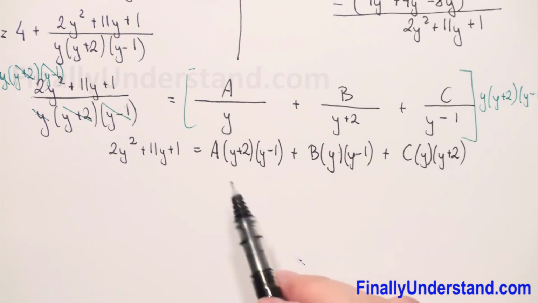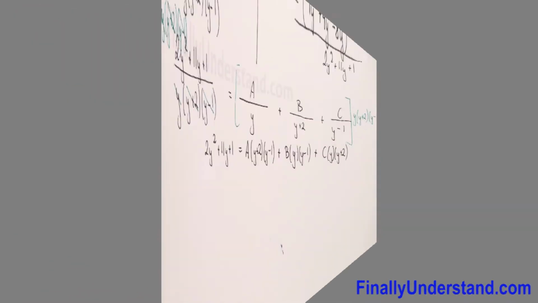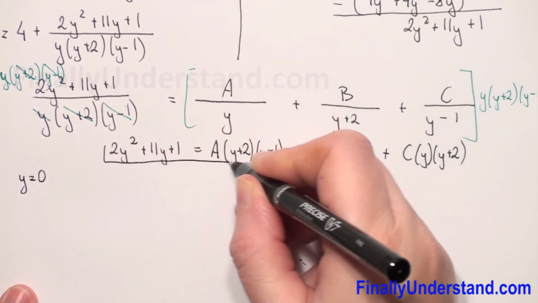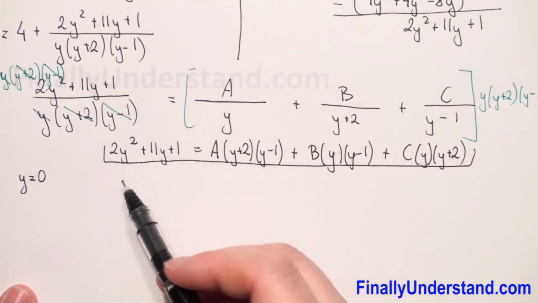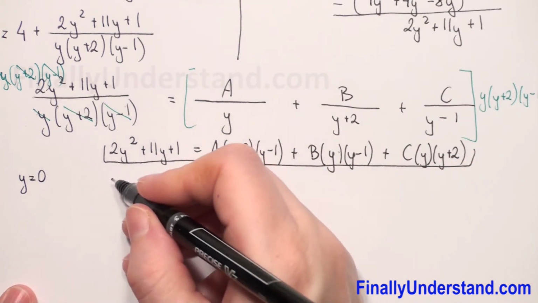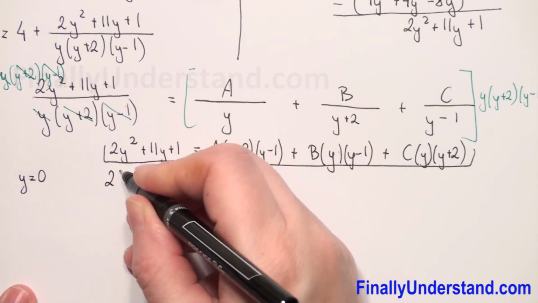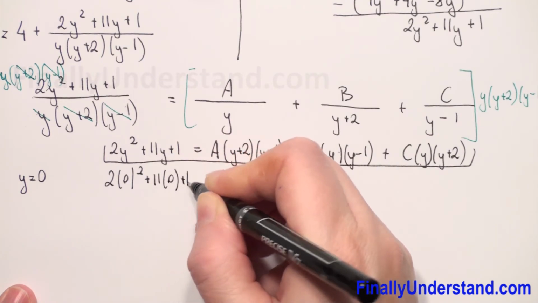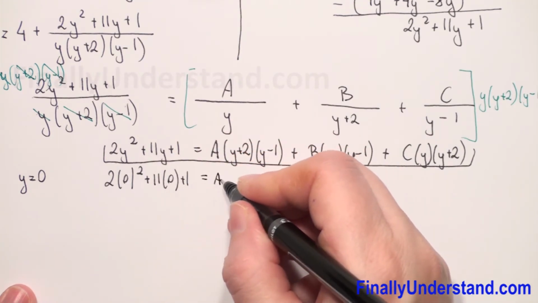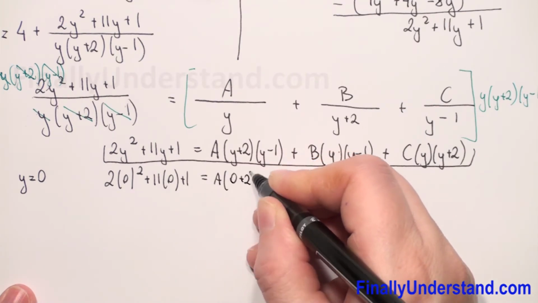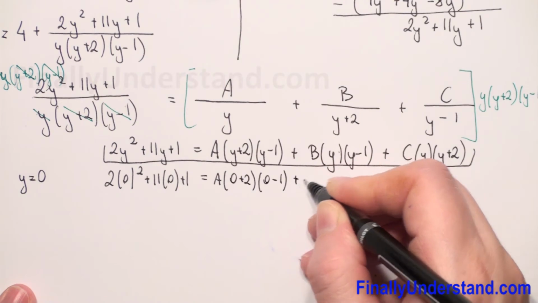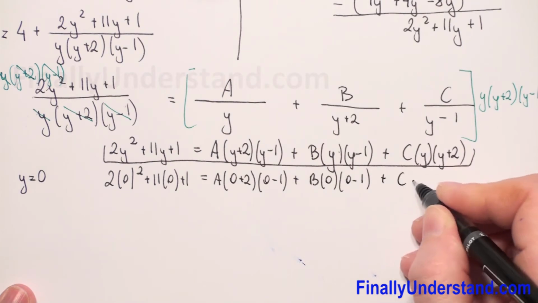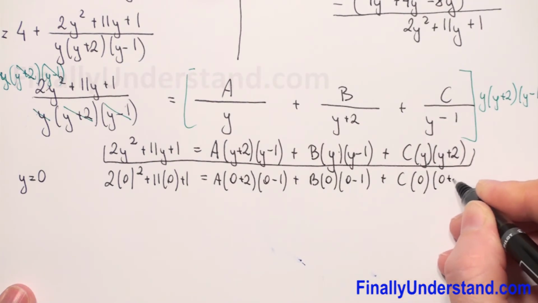The easiest way when we have linear factors is always to do substitution. First, let me put that y is equal 0. So we need to substitute y's by 0 on both sides. So it will be 2 times 0 to second power plus 11 times 0 plus 1 on the left side, and on the right side we will have a times (0 plus 2)(0 minus 1) plus b times 0 times (0 minus 1) plus c times 0 times (0 plus 2).